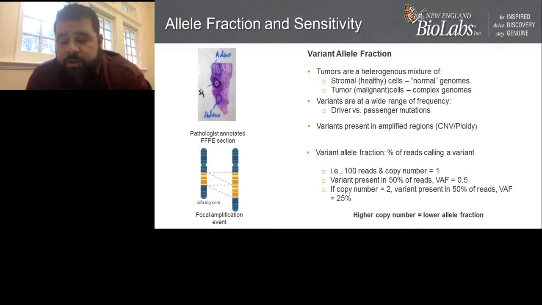If your copy number equals 2, that means that you have twice the opportunity to observe this. And if it's present in 50% of the reads, that just means that you only have a 25% variant allele frequency. So in effect, the higher the copy number, the lower the allele fraction.